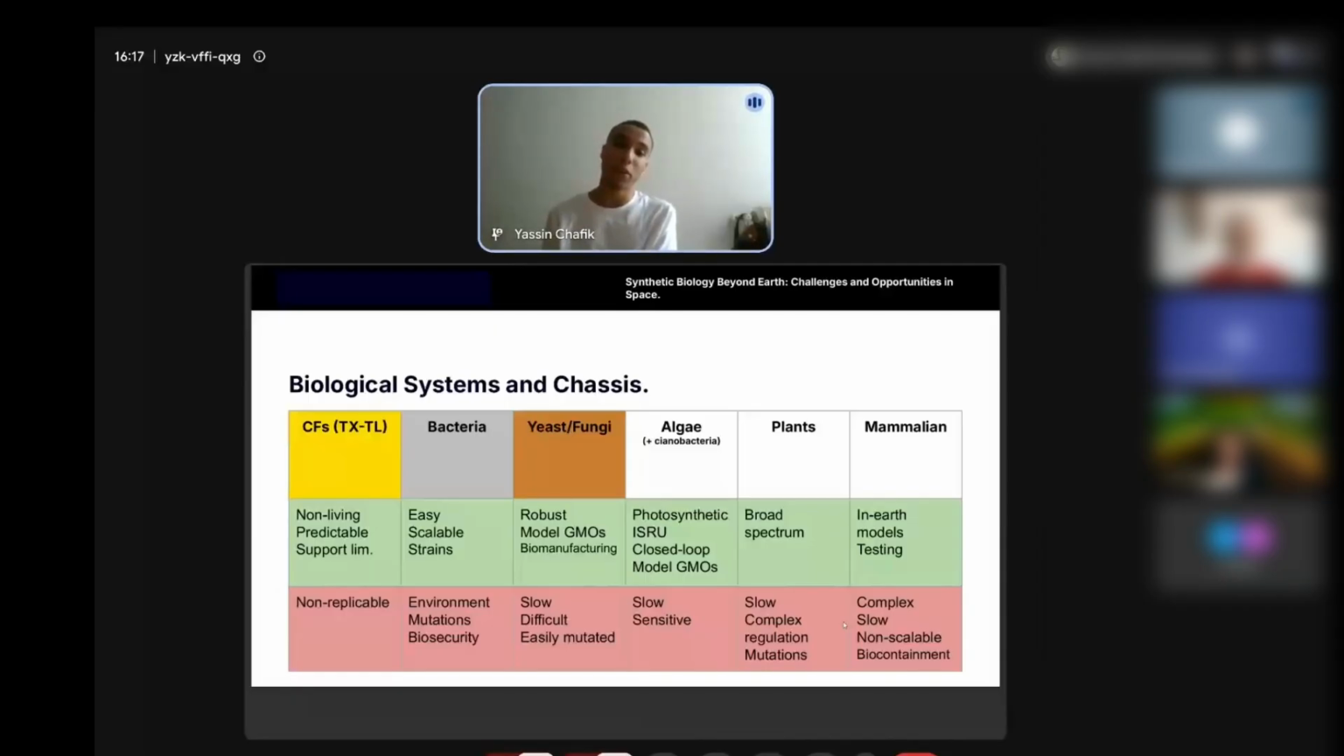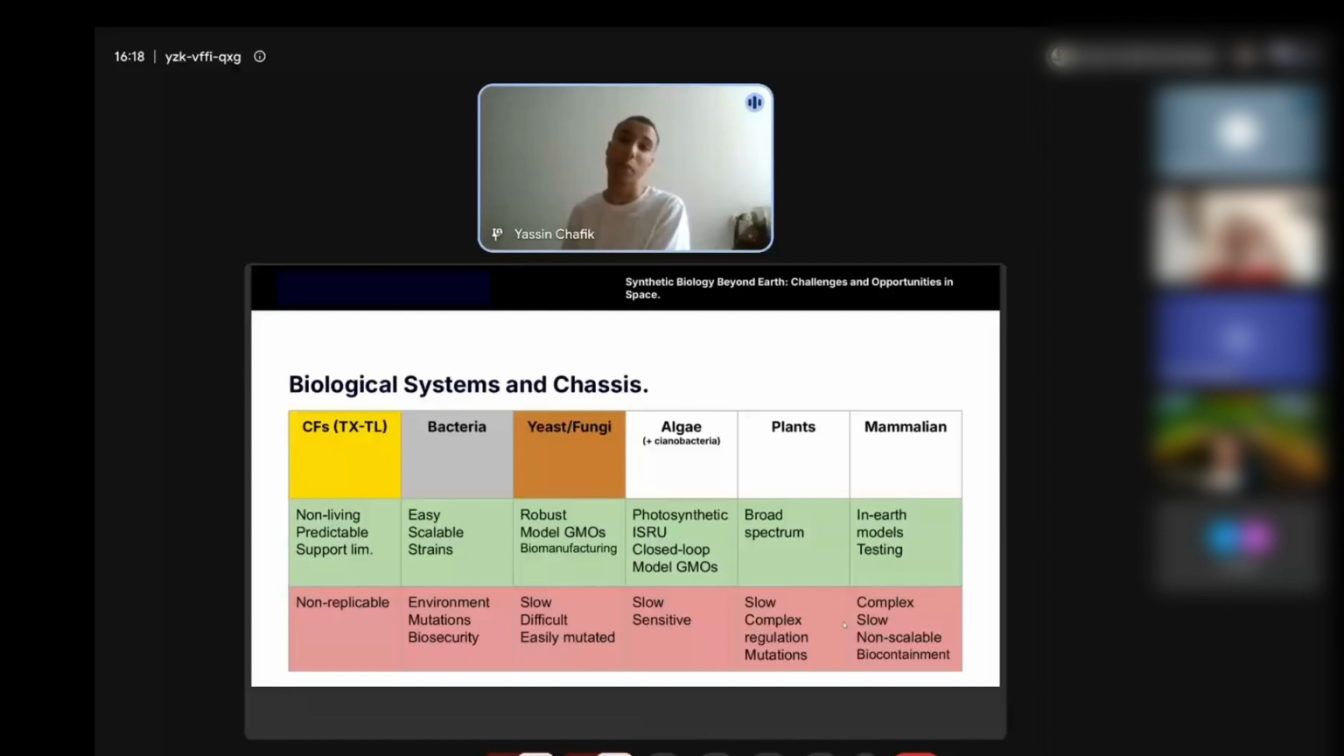Afterwards, we are introducing ourselves to algae. The good thing is that they are photosynthetic. So as long as you have enough photosynthetically active radiation, the light power, you are going to be all right. They are very useful for in situ resource utilization and closed loop biosystems. The good thing also is that they are model GMOs, and for example, in the case of Chlamydomonas reinhardtii, we know all of the information, and you can modify them very easily.